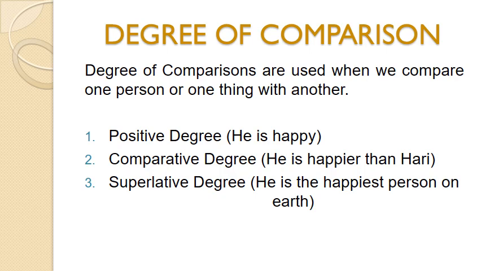In the next example, he is the happiest person on the earth. Here, happiest is an adjective in superlative degree. When we compare more than two persons or things, then we use a superlative degree.